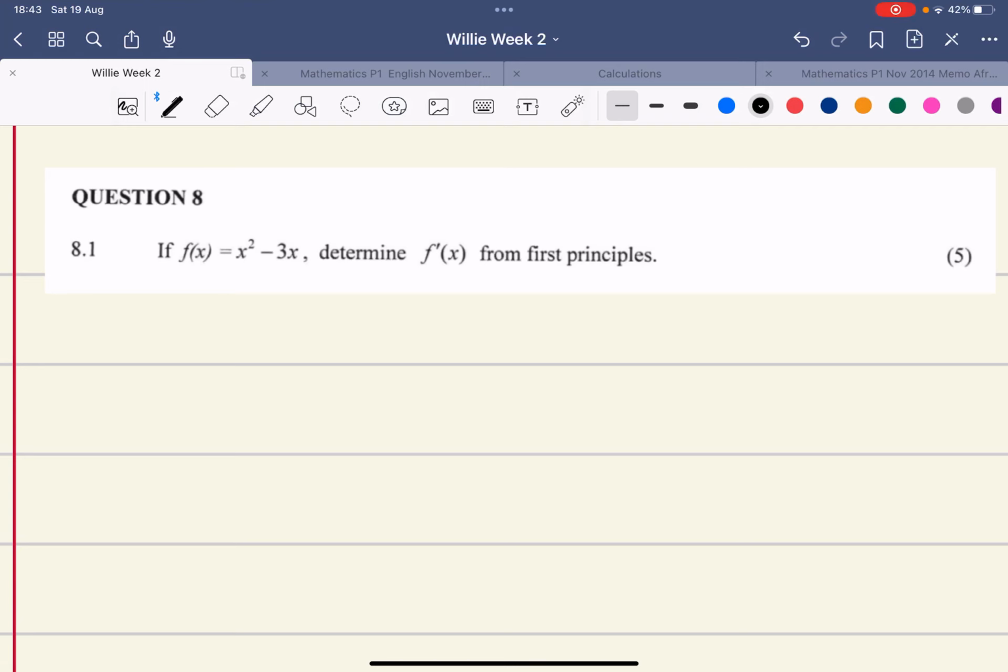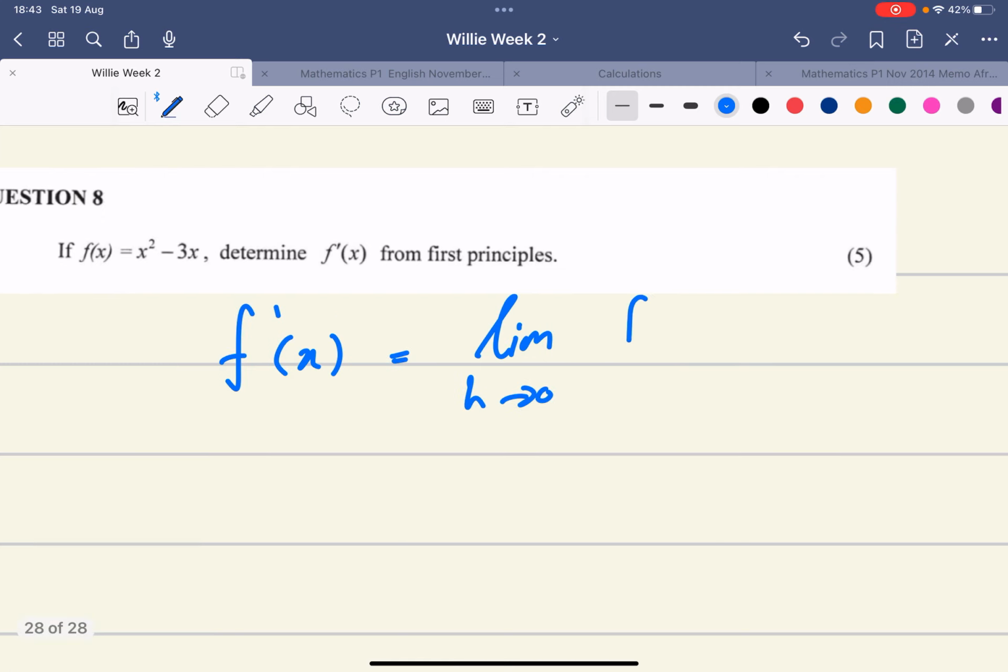Okay, in question 8.1, we're given f of x is equal to x squared minus 3x, and we're asked to find f prime of x from first principles. So let me just refresh your memory that the derivative definition is f prime of x is equal to the limit as h tends to 0 of f of x plus h minus f of x over h.